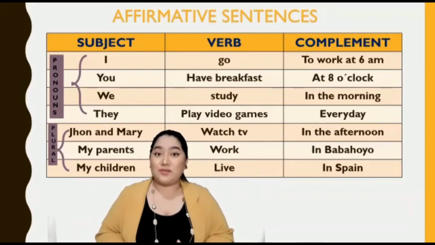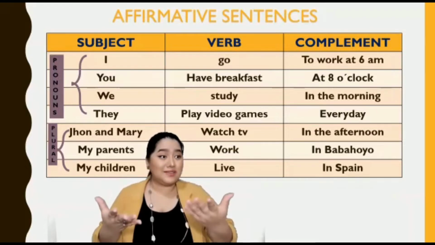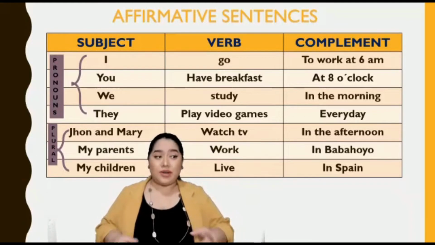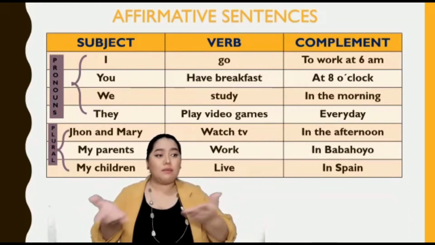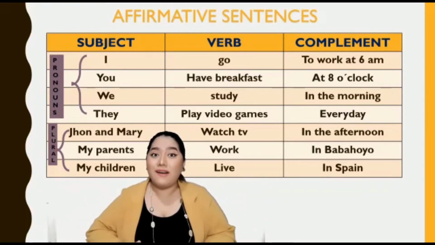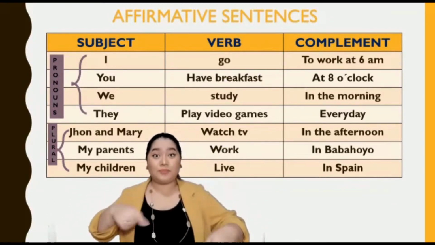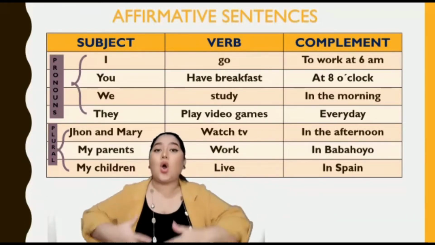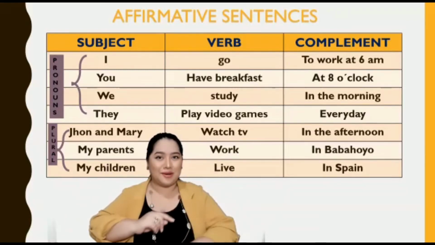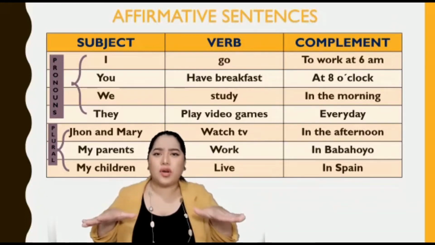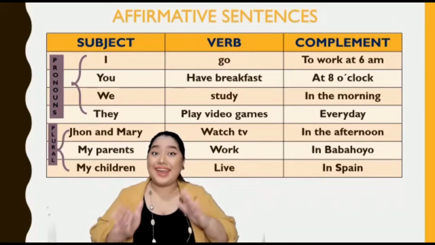And after that, of course, if you want, you can add a complement. For example, I go to work at 6 a.m., like 6 o'clock. You have breakfast at 8 o'clock, or maybe John and Mary watch TV in the afternoon. You study at night, you study in the morning. And that's it. One more time. You need a subject. It could be a pronoun, I, you, we, they, or a noun, but a plural noun. Remember that. And after, you use a verb in base form. You don't need a change here. And a complement if you want. So that's it. Now you know.